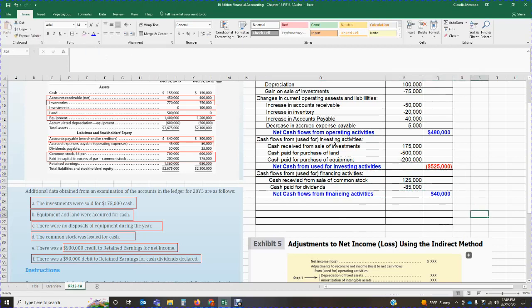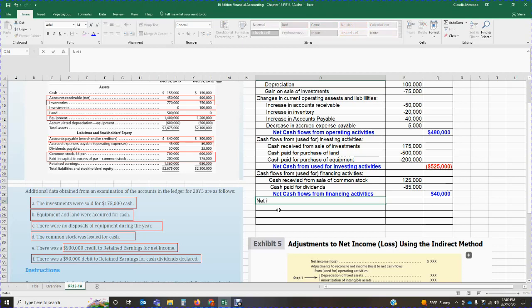So we've got the total for each of the sections. Net cash flows from operating activities, $490,000. Net cash flows from investing activities, negative $525,000. And net cash flows from financing activities, $40,000. Now we have to figure out if my cash increased or decreased during the year.